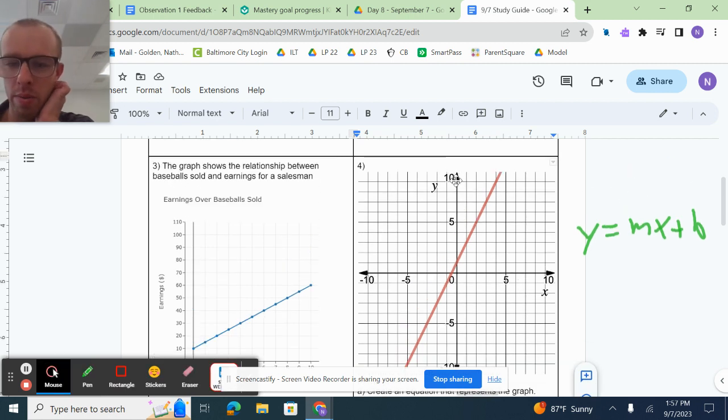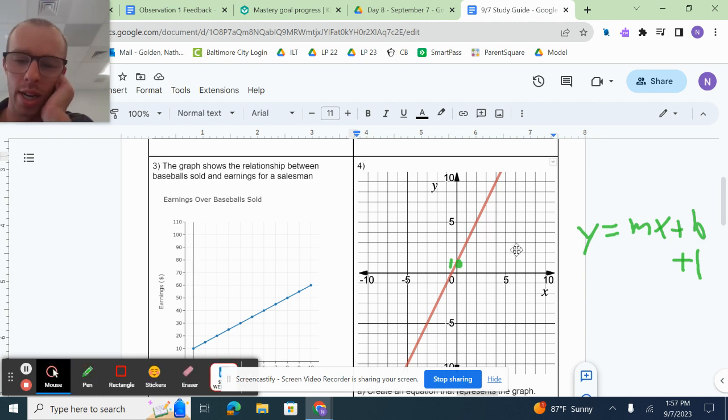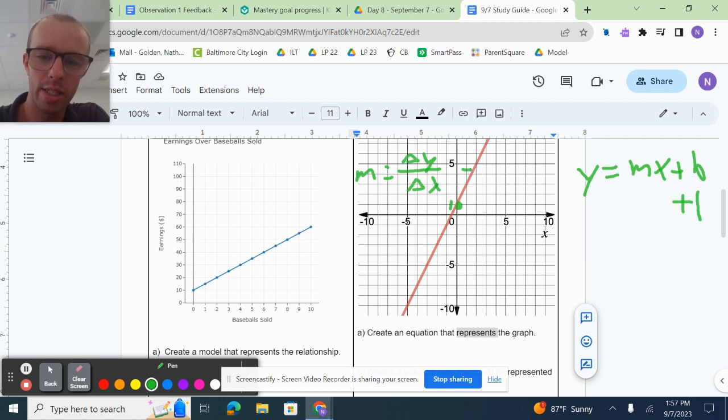So I'm going to go to the y-axis and look. Where do I cross it? It's right here. And while there's not points here, I can see that's at a 1, right? 1, 2, 3, 4, 5. So the y-intercept, or b, is 1. And now I need the slope, the rate of change. Remember, m, or slope, or rate of change, whatever you want to call it, is equal to delta y over delta x.